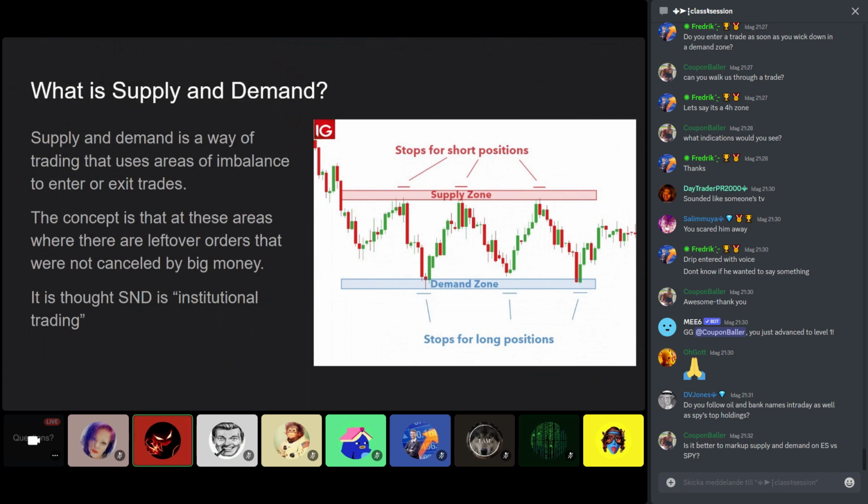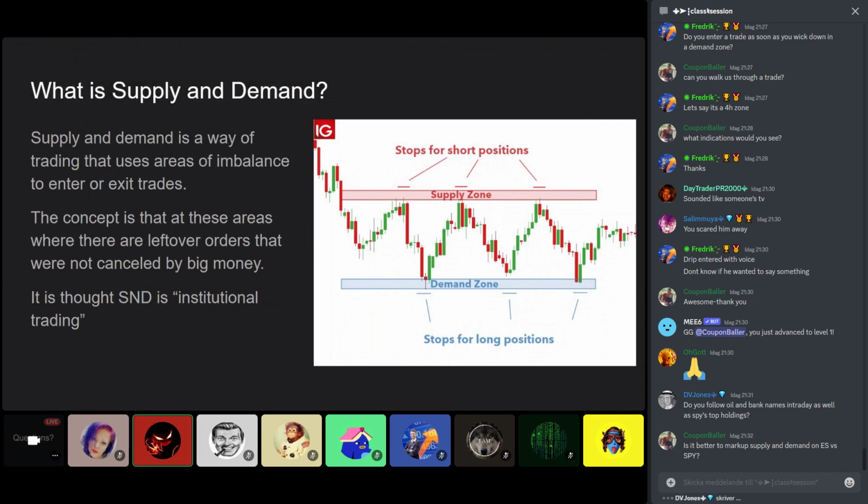There's a question just for Queen. Is it better to mark up supply and demand on ES versus SPY? All right, so at the end of the day, they move pretty much the same. I personally like to mark things up on ES in general, if I am trading SPY, SPX, or futures, because sometimes I paper trade futures. I think marking up on ES is better.